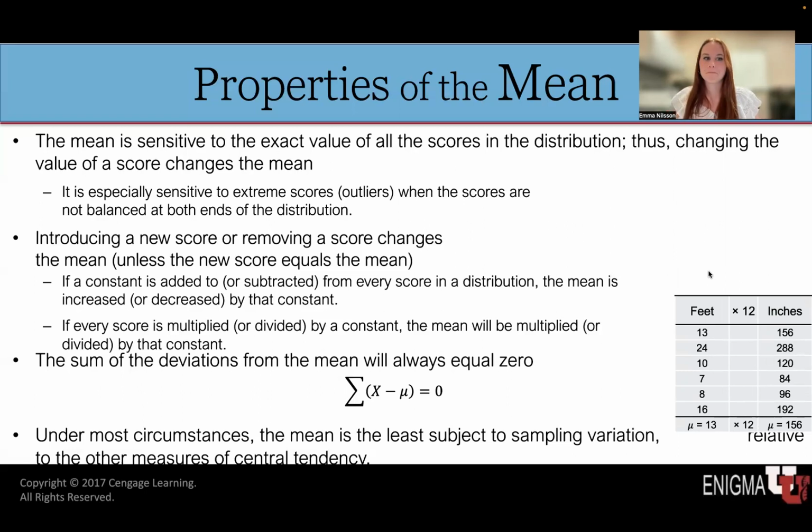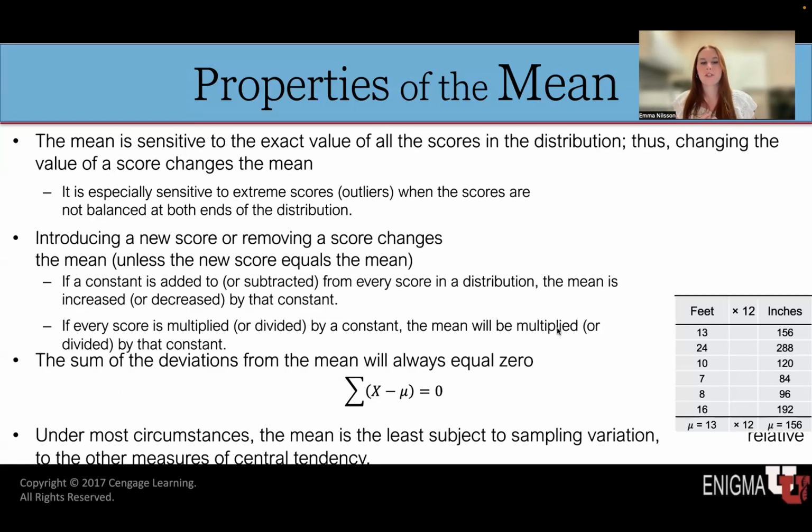That's pretty cool. Another interesting point is that the sum of all the deviations from the mean will always equal 0. So if you take a data point and find the distance from the mean and add them all together, it's going to equal 0.